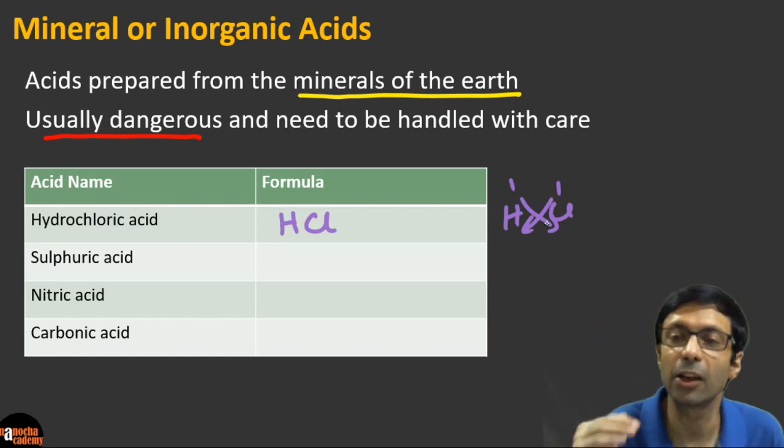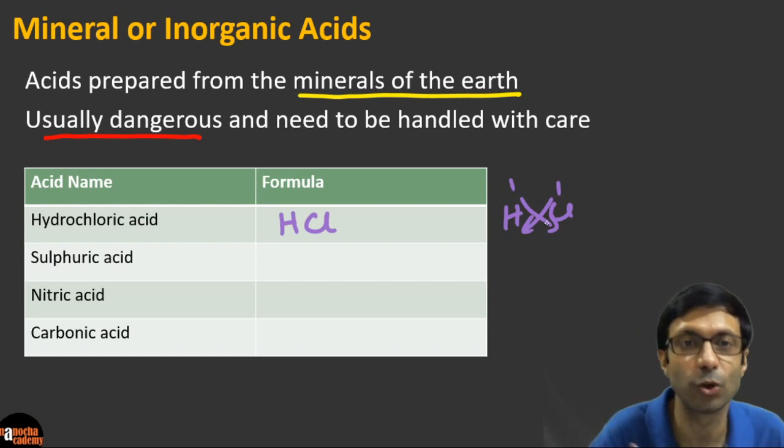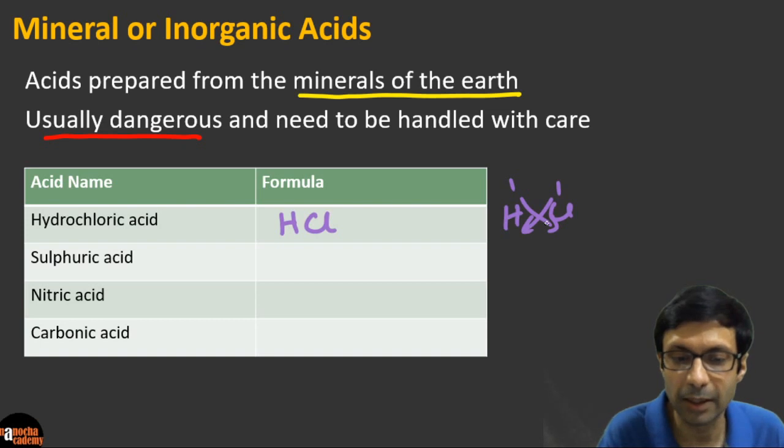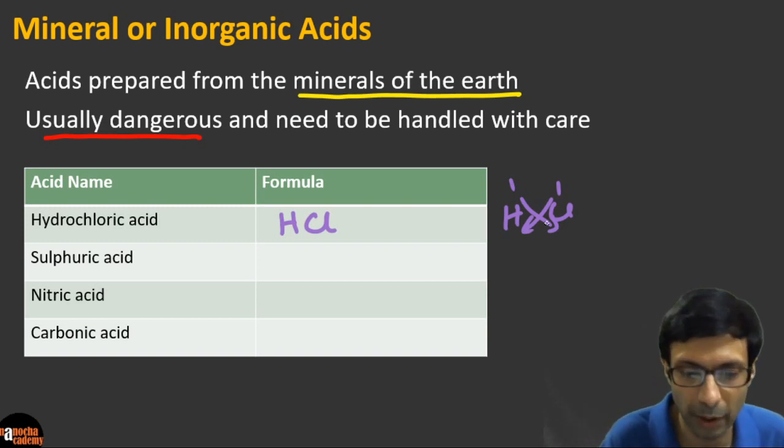So it doesn't mean it can only be found in the minerals of the earth. We know that HCl is produced in our stomach as well. But this classification of inorganic and organic is a rough one. Primarily, it can be obtained from the minerals.